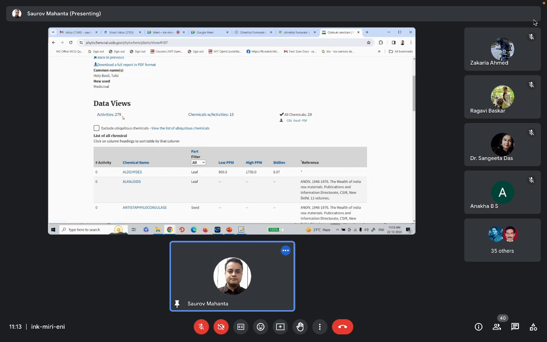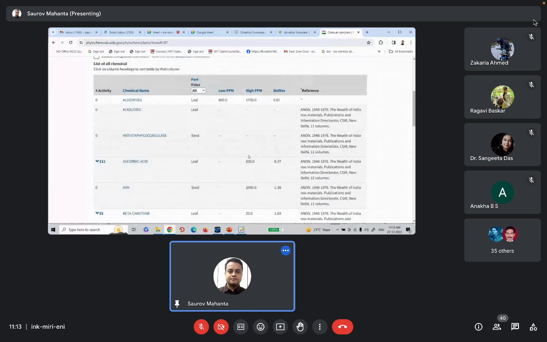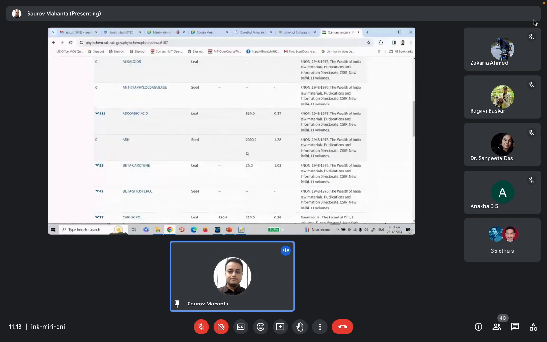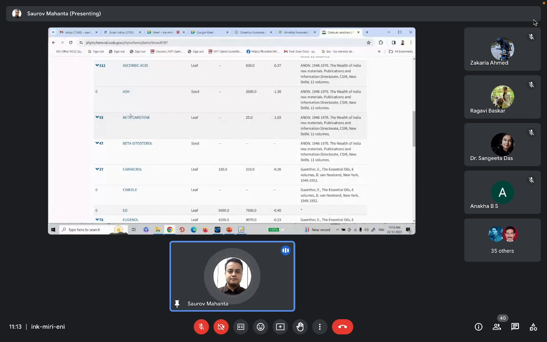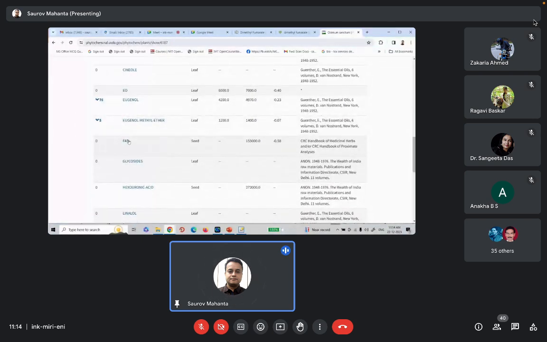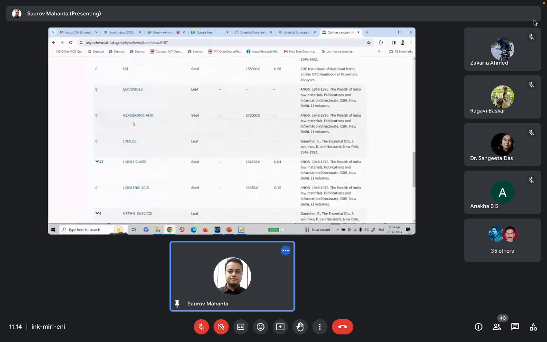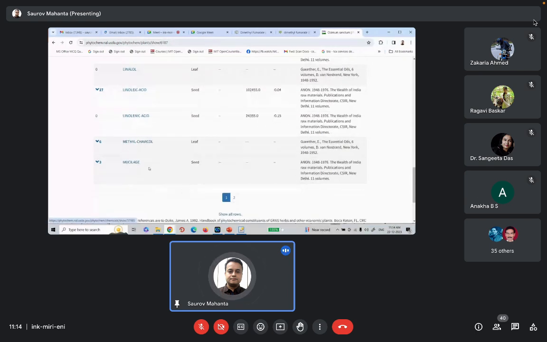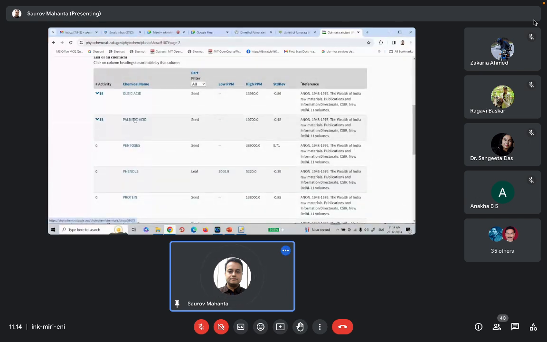There are 29 chemicals available in this particular plant. Out of all these 29, there may not be a unique compound for tulsi. So suppose ascorbic acid, it's a very common compound, right? There are some fats, glycosides, which are not essential for us, which are not important for us. So out of it, suppose oleic acid.